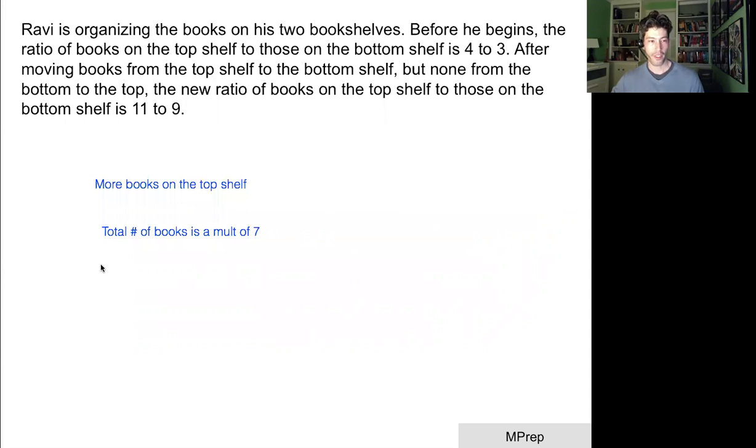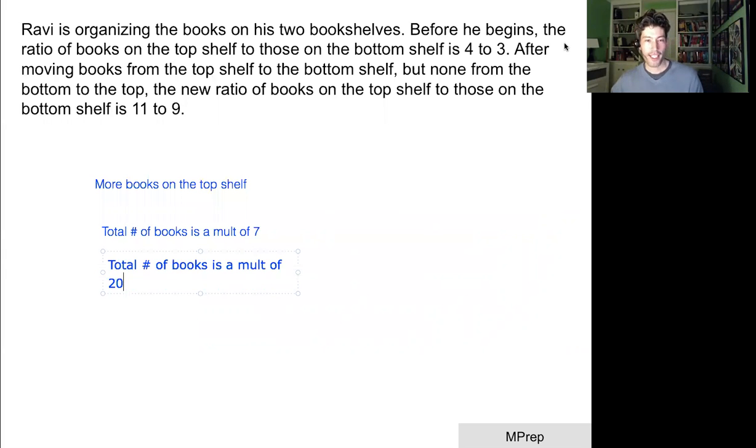And probably thinking along the same lines. I don't have the fingers to show this, right? But now there's like 11 books on the top shelf for every 9 on the bottom, which means you have sets of 20. So absolutely, the total number of books is also a multiple of 20.